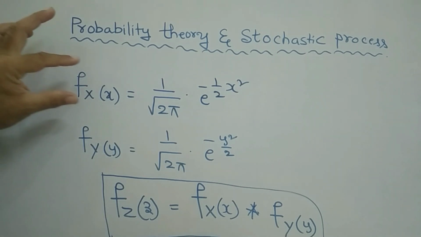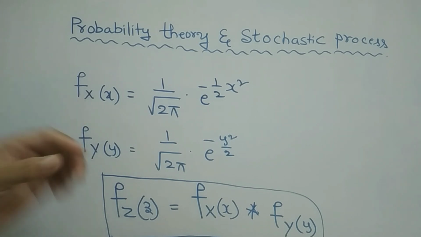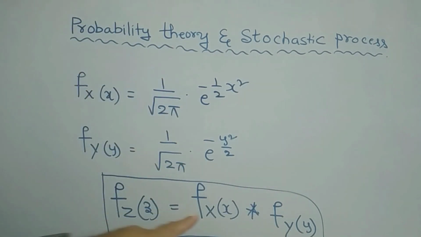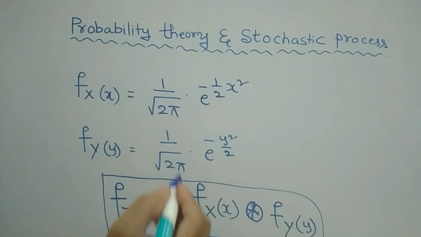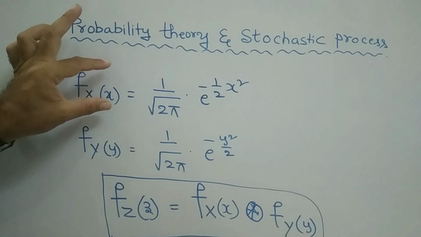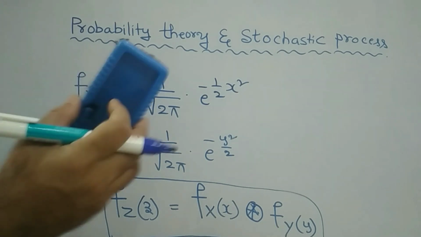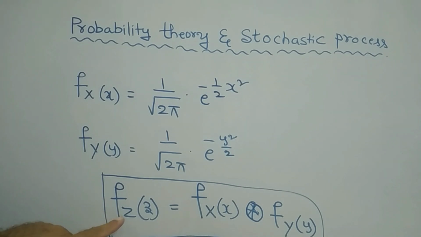So you know f of x, you know f of y. This f of x is nothing but this only, and this f of y is nothing but this only. Now, this product is called the convolution. This particular star indicates the convolution. If you substitute these two here and finish that calculation, then you will get the f of z value. So, according to the convolution, we are going to find out the density function of z.